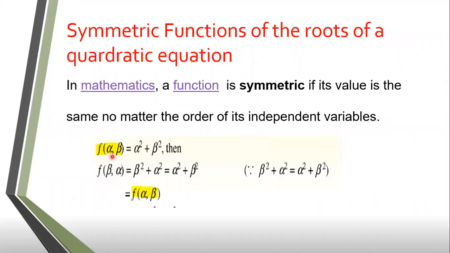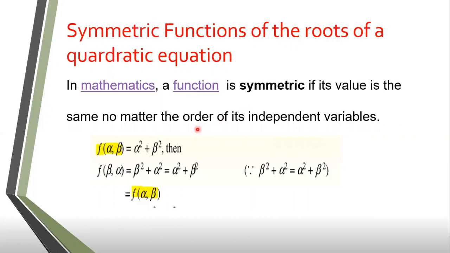Suppose that f of alpha comma beta, where alpha and beta are the independent variables, is alpha square plus beta square. Then if we replace alpha by beta and beta by alpha, we will get beta square plus alpha square, which can be written as alpha square plus beta square. In this simple example, we can see that f of alpha, beta is equal to f of beta, alpha. In simple words, if we replace alpha by beta or beta by alpha, our answer will be the same. This is the best example of a symmetric function.